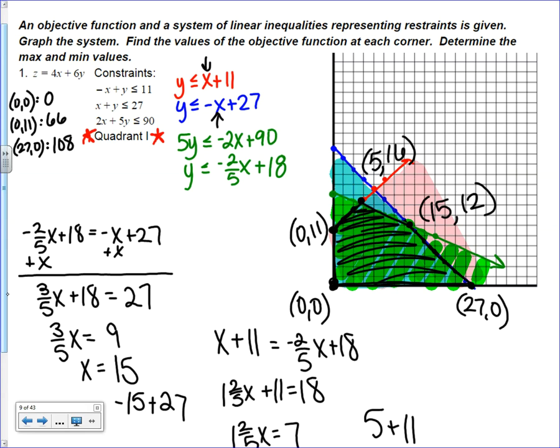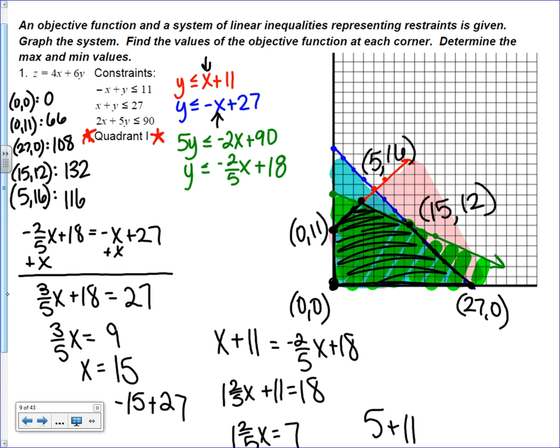And again, this is all done in your calculator. Let's do 15, 12. So that's 4 times 15 plus 6 times 12, and that gives me 132. And finally, we had 5, 16. Okay, so that's 4 times 5 plus 6 times 16 gives me 116.